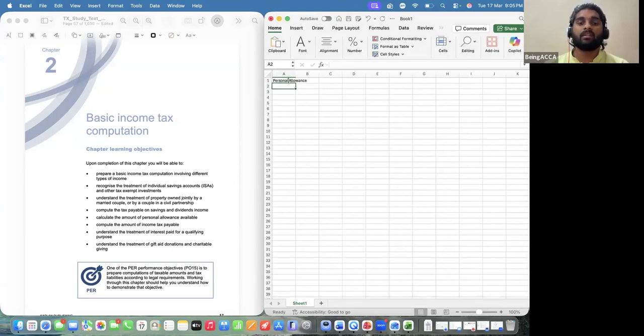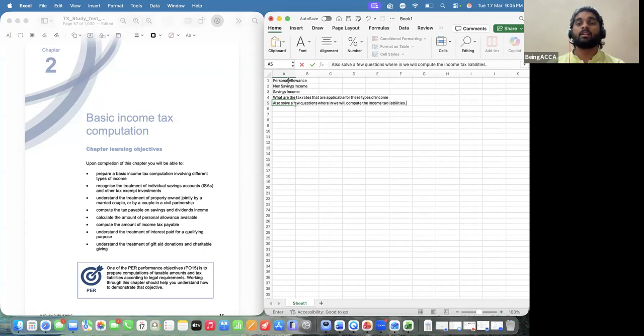After personal allowance, we'll be understanding what is non-savings income, what is savings income, and what are the tax rates that are applicable for these two types of income. Post that, we will also solve a few questions wherein we will compute the income tax liabilities. These are all the things that we'll be covering in this video.